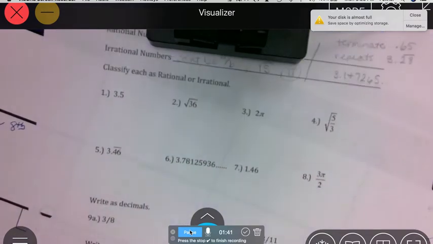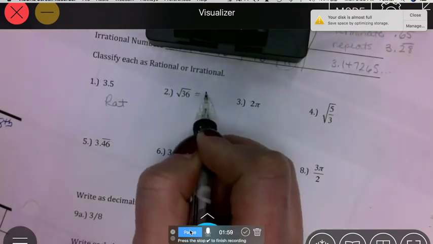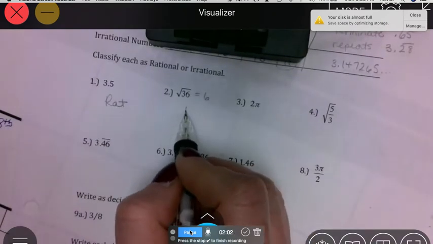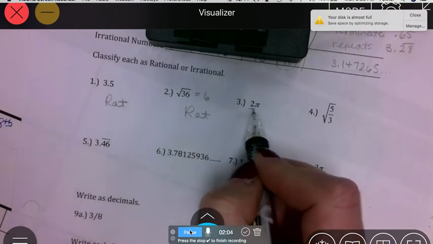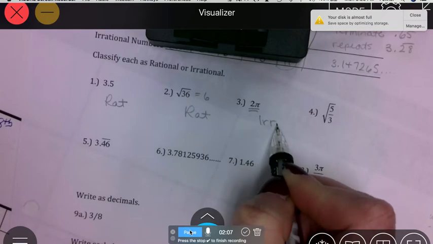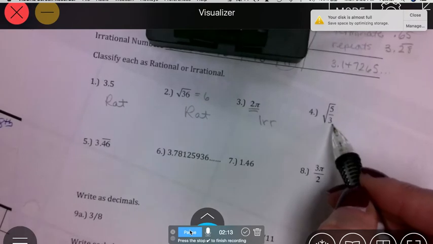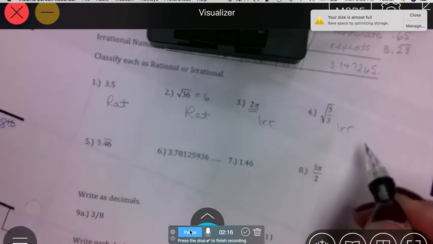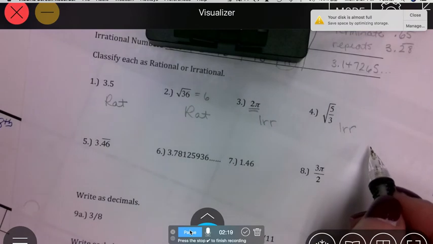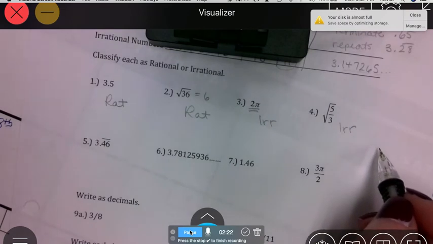The first part of section 6.6 just has you go through and identify. You can look at it in terms of fractions or in terms of a decimal definition. Here, 3.5 is rational because the decimal ends. The square root of 36 is a perfect square root. It gives you 6, so this is rational. 2 pi would be irrational. The square root of 5 over 3, if it is an imperfect radical, is automatically irrational. You can plug that into a calculator, but it would definitely be non-repeating, non-terminating.